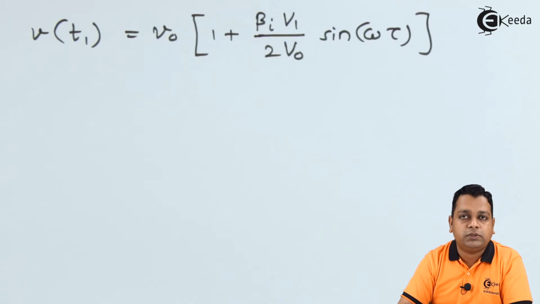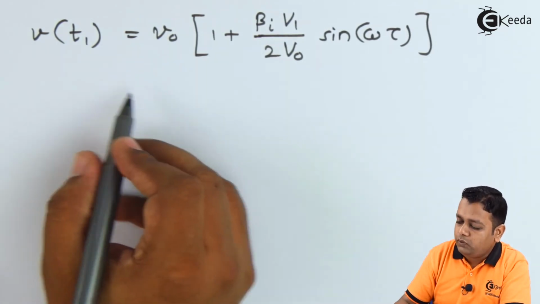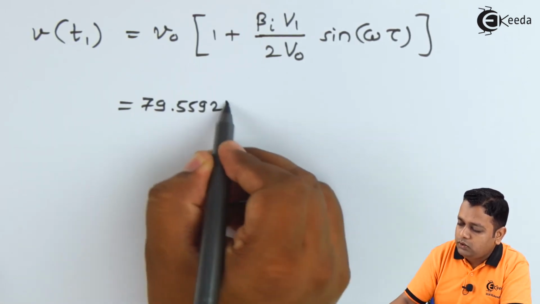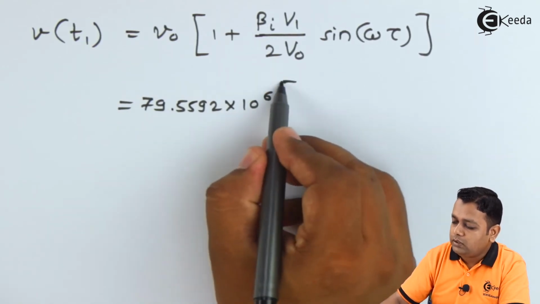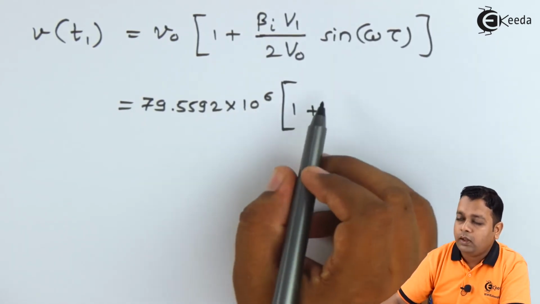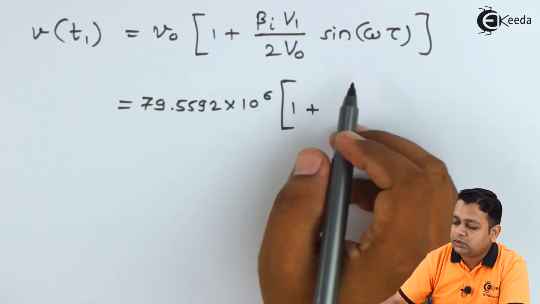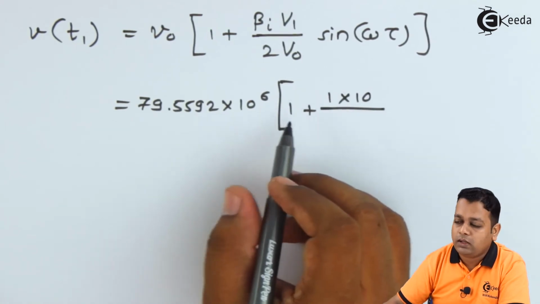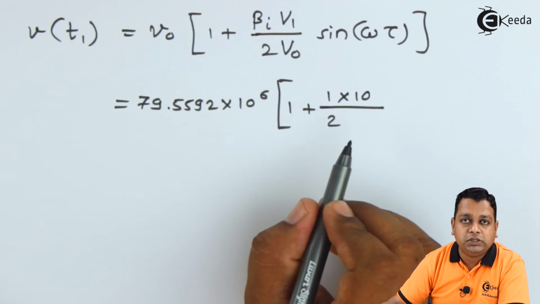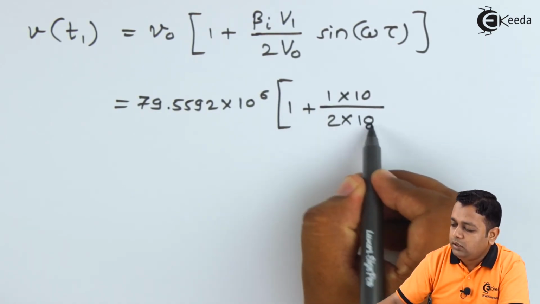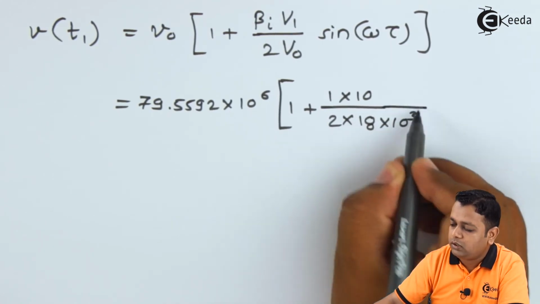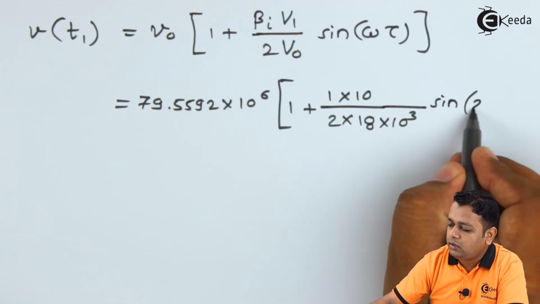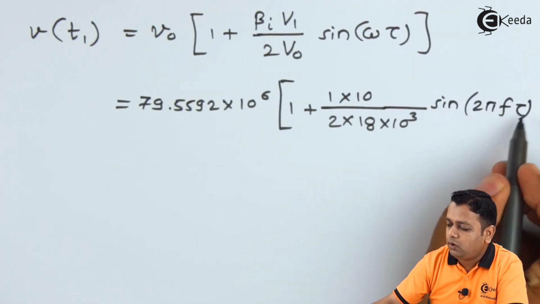Now we can make the substitution of values here. So to the right hand side we have v0, the answer from part A, that is 79.5592 × 10^6 meters per second. In the square bracket here we have 1 added with the beam coupling coefficient beta_i, which is provided to us, having the value 1, into V1, that is equal to 10 in RMS, divided by twice into the beam potential here, that is V0, it is 18 kilovolts, so 18 × 10^3 we put here, into sine of omega tau here. So for omega we write 2 pi into f into tau we put as it is.